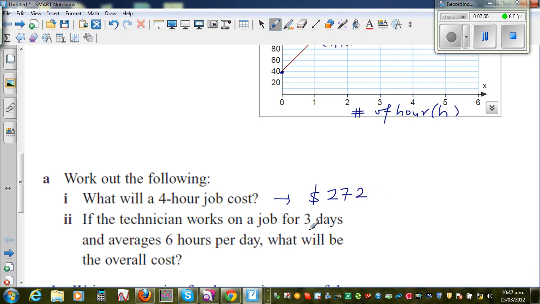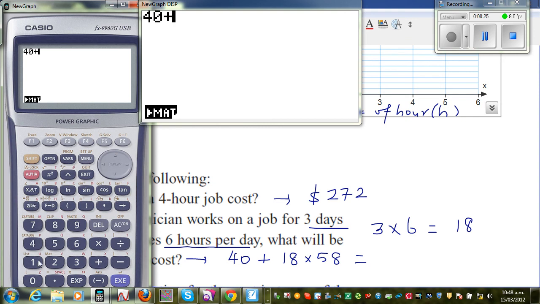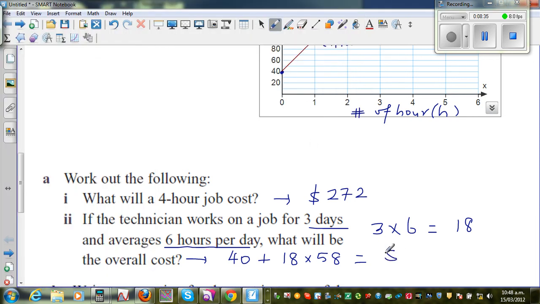If the technician works on a job for 3 days and on an average 6 hours a day, you've got 3 days times 6 hours a day, so she's working for 18 hours. So the total overall cost would be 40 plus 18 times 58. I'll need a calculator to work this out. So menu, run. I'll go 40 plus 18 times 58, which is $1,084 she charges for 3 days work, which is quite a lot of money. 1084 if she's working for 18 hours or 3 days.